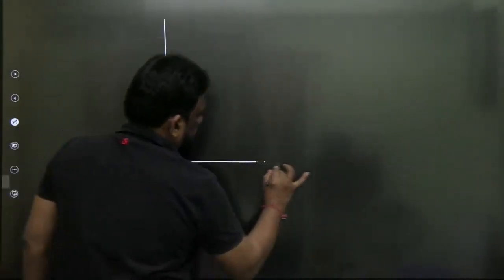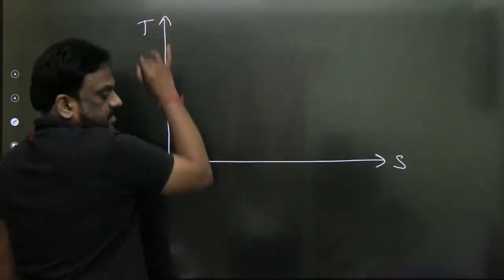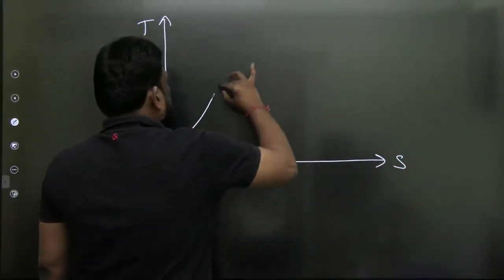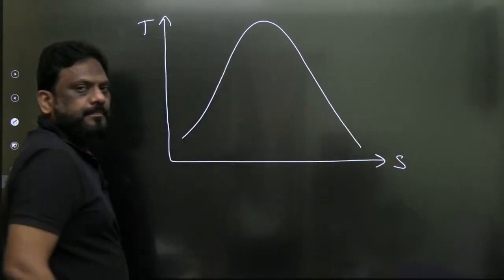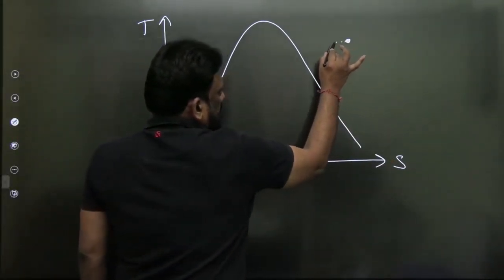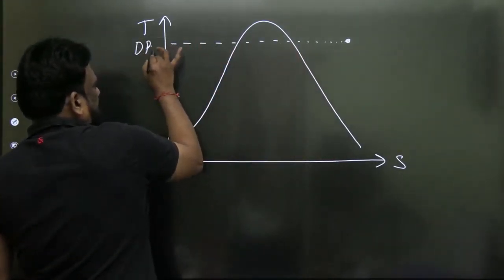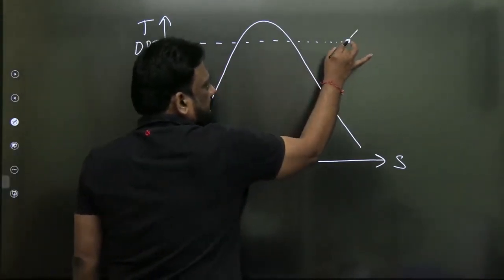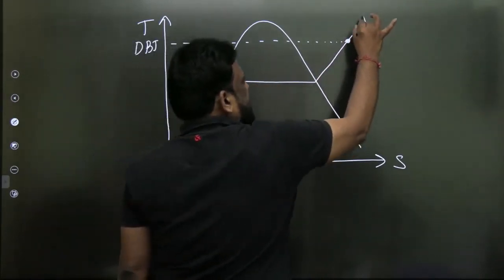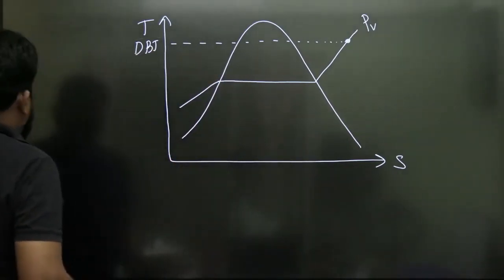Let us take a TS diagram. बहुत इंपॉर्टेंट पॉइंट है सर. This is a very very important point. Now देखो सर, you know clearly this is our dry bulb temperature and this is our constant PV line. Any problem, sirs? Okay, no problem at all.